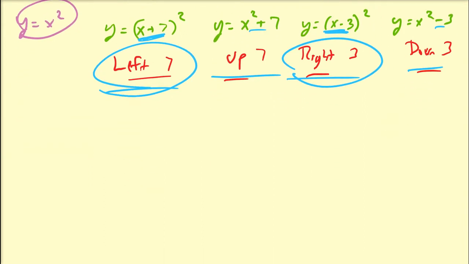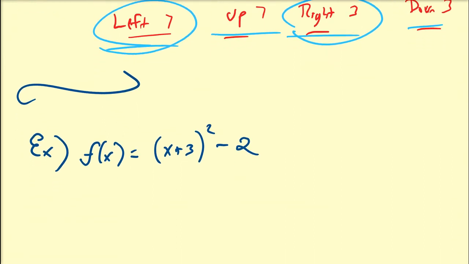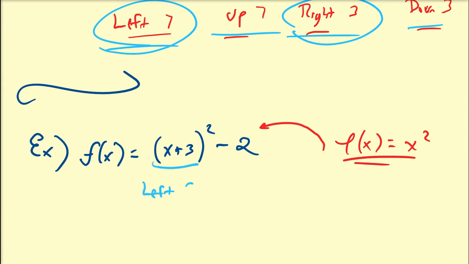So let's look at a few more examples of this. Suppose we have f of x is equal to x plus 3 squared minus 2. If we compare this function to f of x is equal to x squared, how would we transform that into this graph? So what does the plus 3 imply? That's going to imply left 3 units, and this minus 2 is going to imply down 2 units.